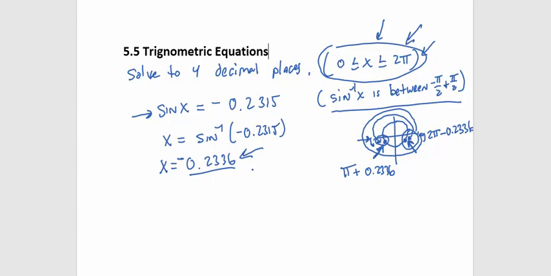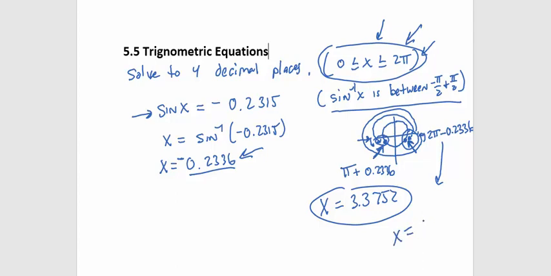Well, negative angle measures aren't going to work according to what I have. So what I do is I go back around here and figure out how to get to these two locations, here and here, moving in a positive direction. So let's see, if I take pi plus this 0.2336, it's going to give me 3.3752. That's one of my answers. And if I take 2 pi minus that angle, that's going to get me 6.0496.